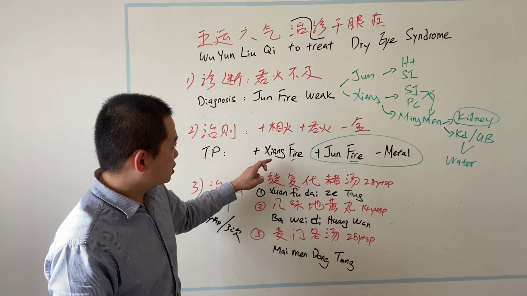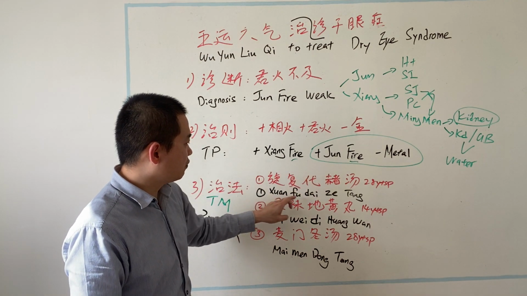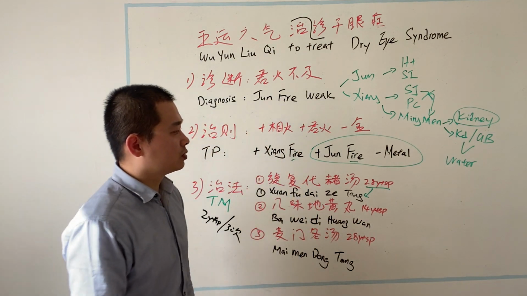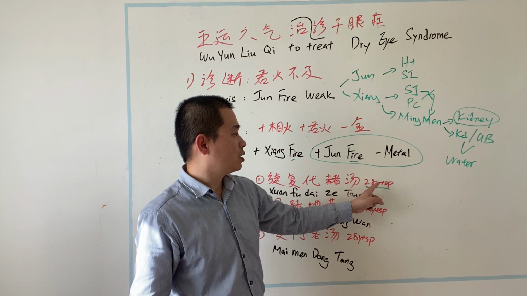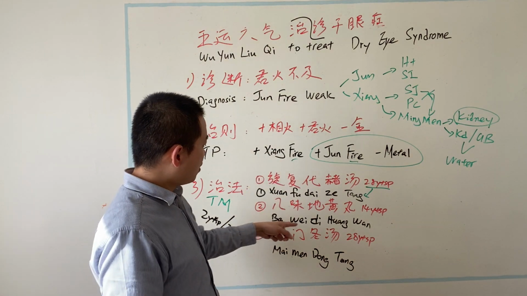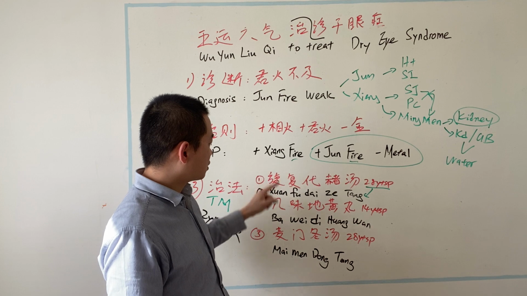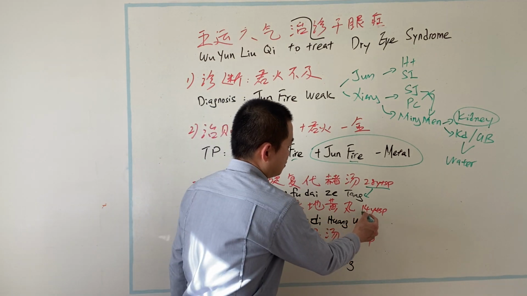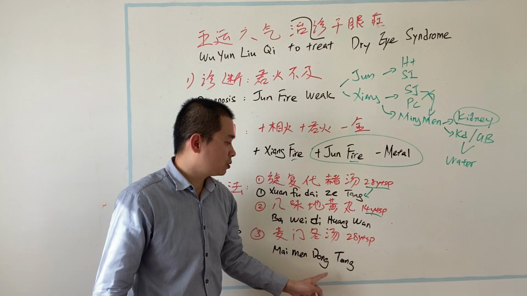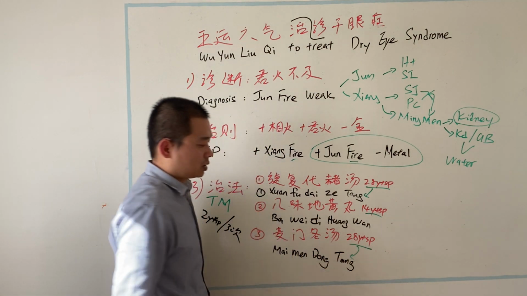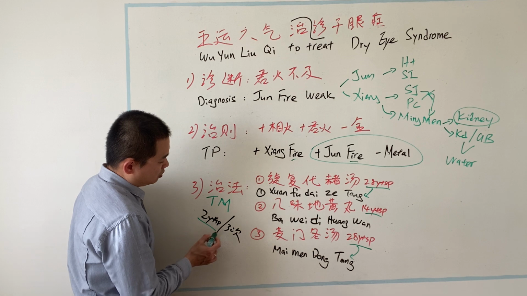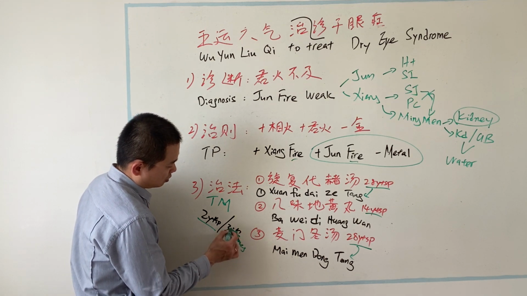Okay, now for the Jun fire, we use the formula, 28 white teaspoon, yellow teaspoon, or you can use gram as well if you want to do that. We use spoon. 八味地黄丸, 八味地黄丸 for Xiang fire, okay? 14 teaspoon or gram. 麦门冬汤 reduces metal, 28 yellow teaspoon, 2 yellow teaspoon, 3 times daily. Okay.